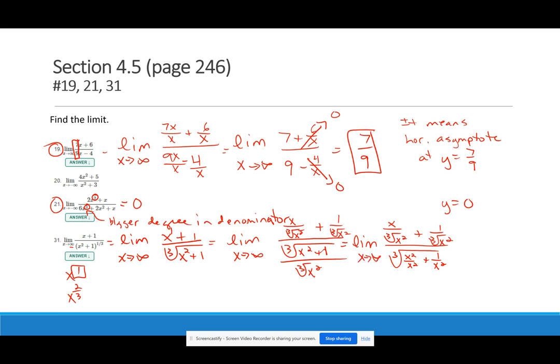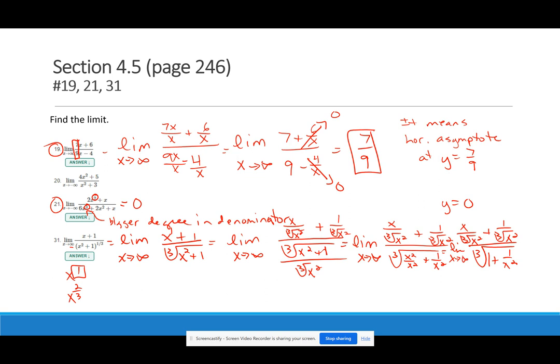Okay. And so in the denominator, what I really have is 1 plus 1 over x squared. On top, I have 1 over the cube root of x squared there. And then this one has an x over the cube root of x squared. Still haven't done the limit. Oh, get that limit in there. Limit as x goes to infinity.